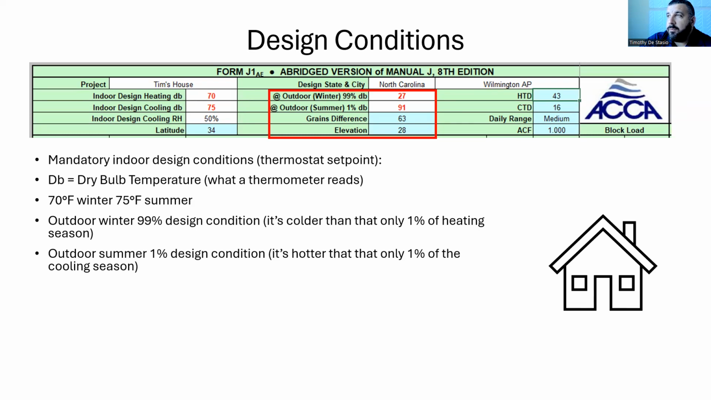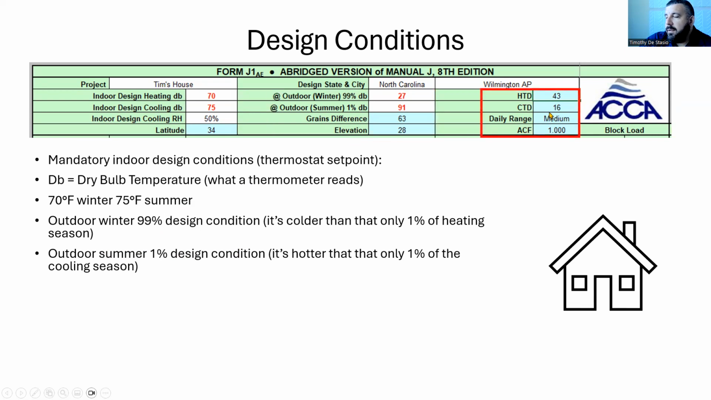Usually design software that's powered by Manual J just has you select that, and it has all those conditions already pre-built. But the outdoor winter design condition, if you see this 99% right here, what that means is that it's only colder than that temperature, in this case, 27 degrees, 1% of the time. So we are never designing our system for the most extreme hot or cold day of the year, because if we do that, we will always be oversized all the other times. In the summer, they call it the summer 1% design condition. And again, that just means that it's only hotter than that 1% of the cooling season.